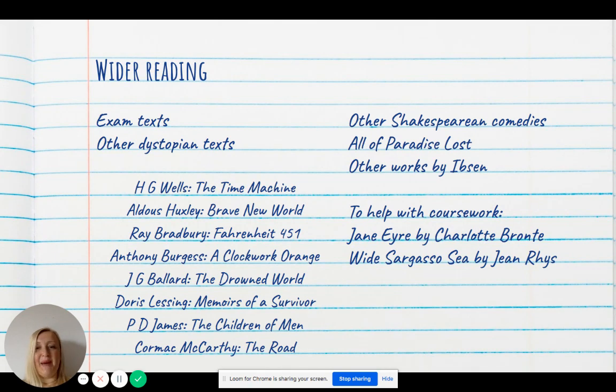We do not expect you to have done loads of wider reading before you start our course, but we do expect you to like reading and to be ready to engage with what you have discussed.